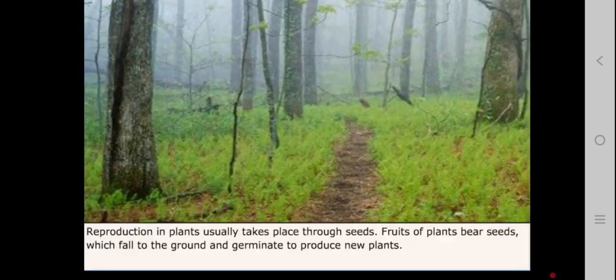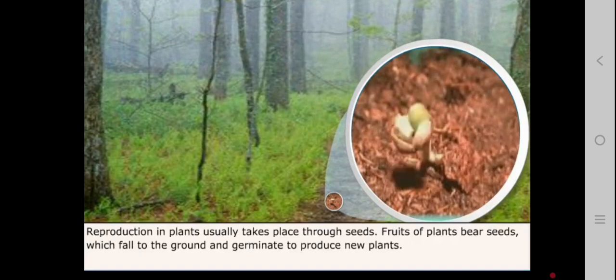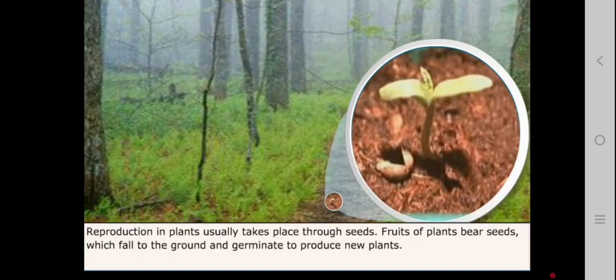Reproduction in plants usually takes place through seeds. Fruits of plants bear seeds, which fall to the ground and germinate to produce new plants.